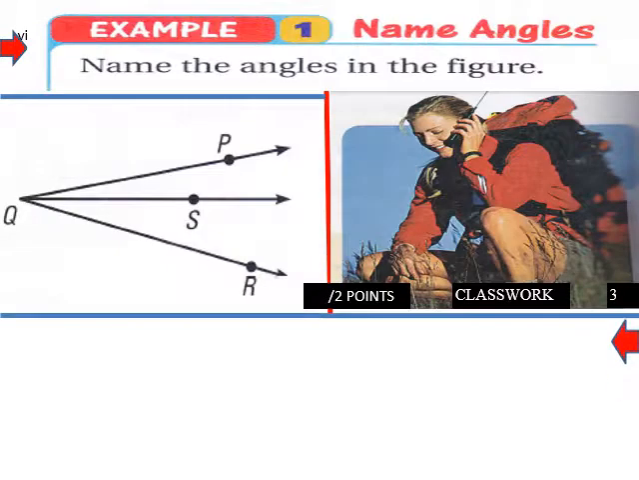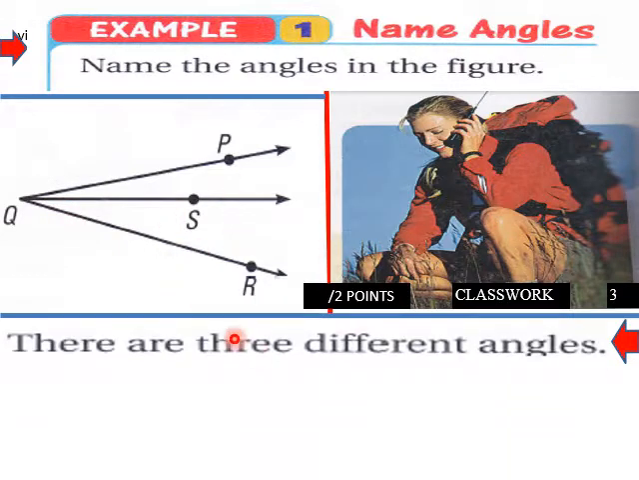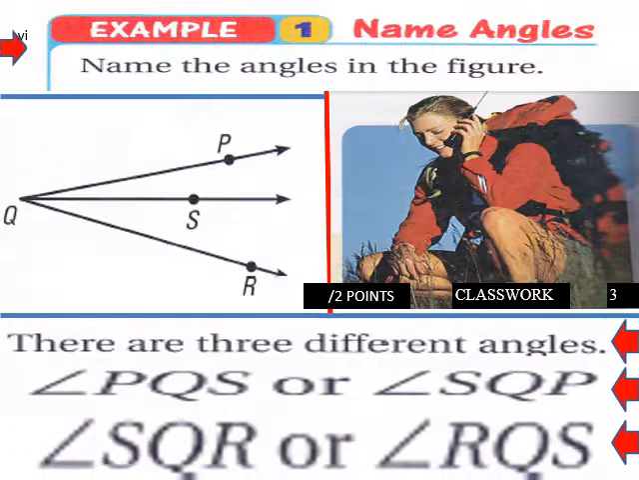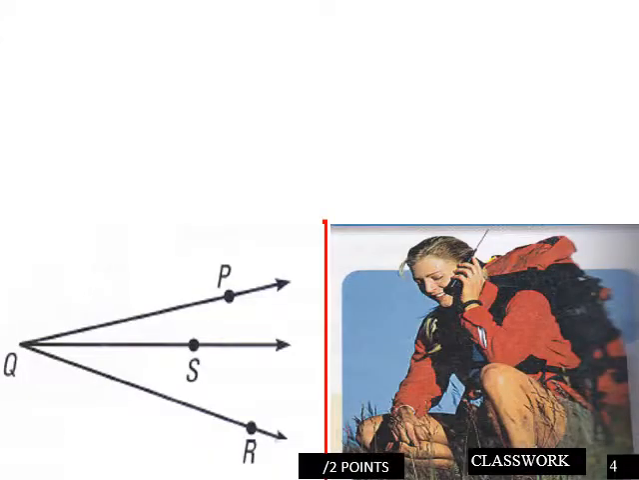Okay, so example 1 here. Name the angles in the figure. So how many angles are there in the figure? There are 3 different angles. Can you see them? PQS or SQP would be 1. That's 1 there, PQS. And then we have SQR, RQS. That'd be those there. And then what else? Is there more?